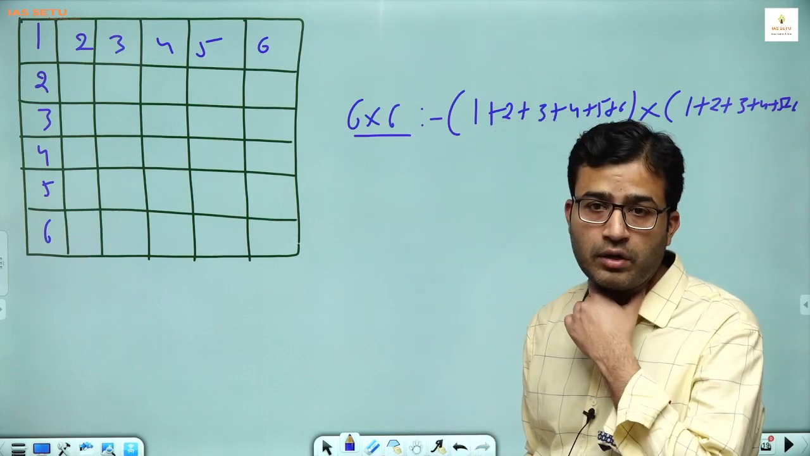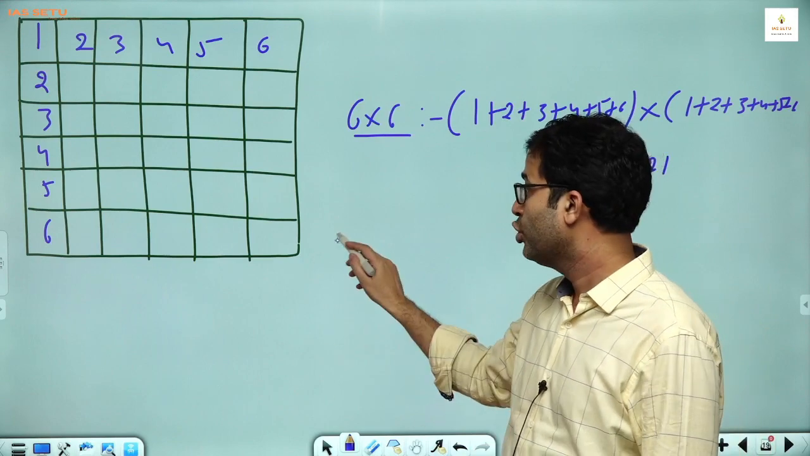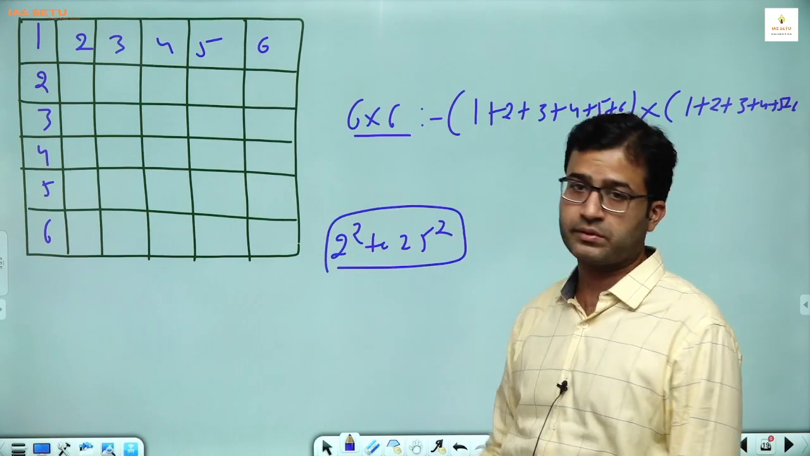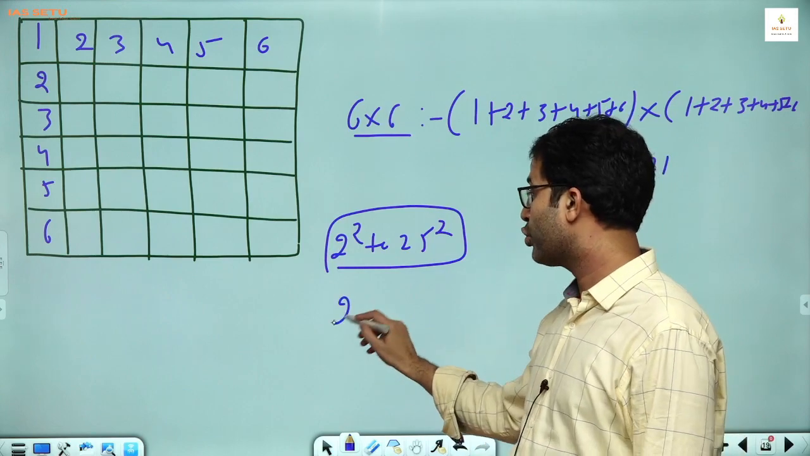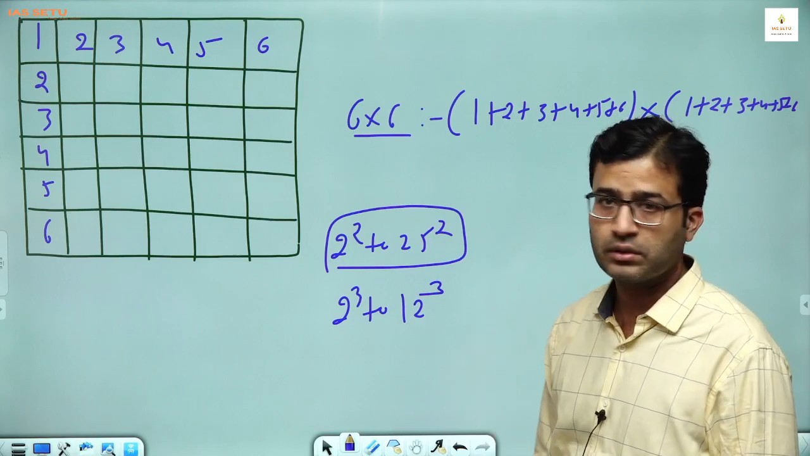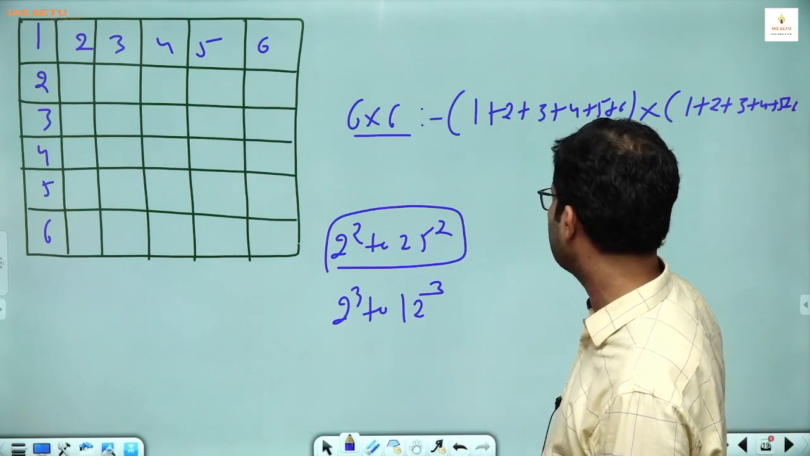21 square. And here is one more homework for you. 2 square to 25 square value has to be on your tips. 2 cube to 12 cube value has to be on your tips. पता होना चाहिए आपको, 21 square is 441.